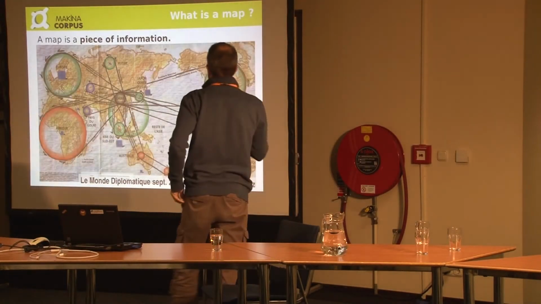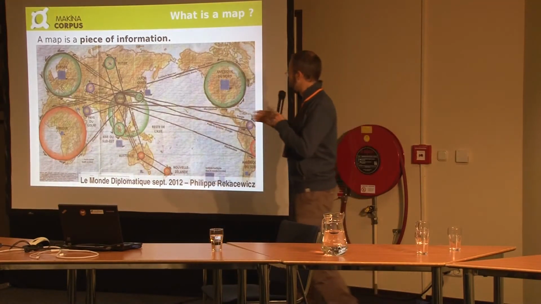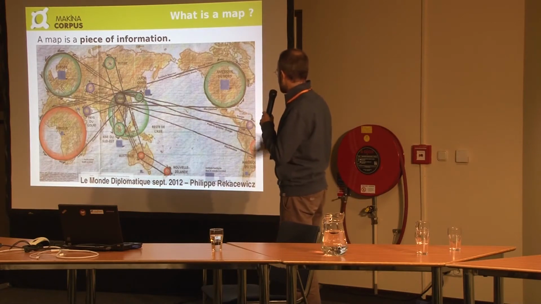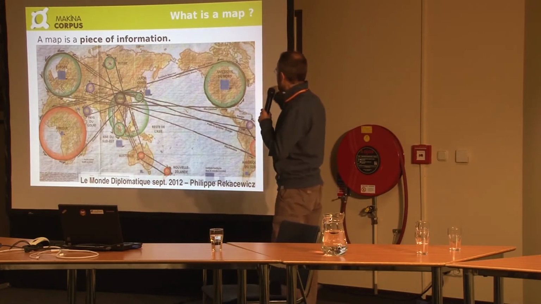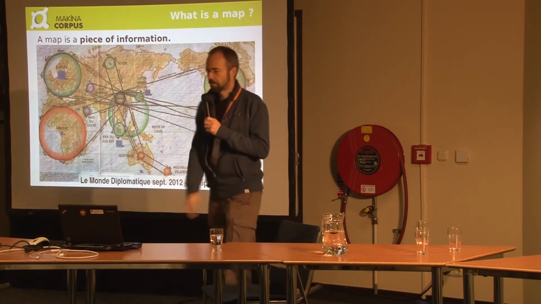So what is a map? First of all, a map is a piece of information. This is a map from my newspaper from last month. That's a very nice map, a lot of information on it. That's a piece of information.